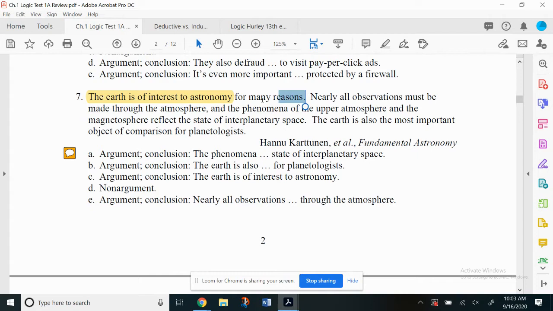So if you thought that whole thing was a conclusion, yes, but very specifically, it's this. For many reasons, well, those are all the premises coming at you. Okay, so once again, seven is C.